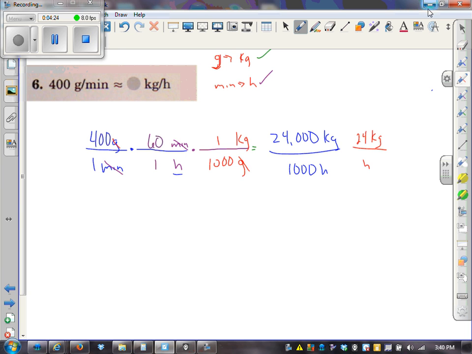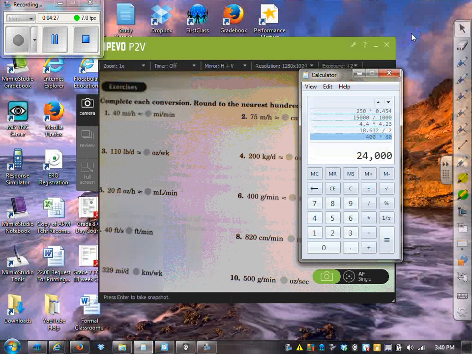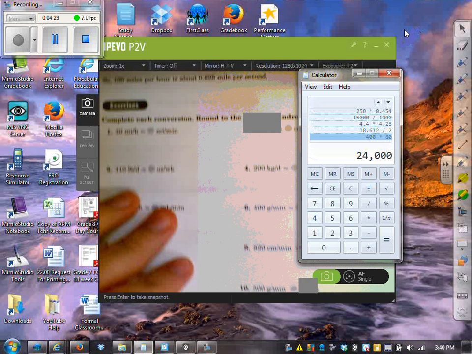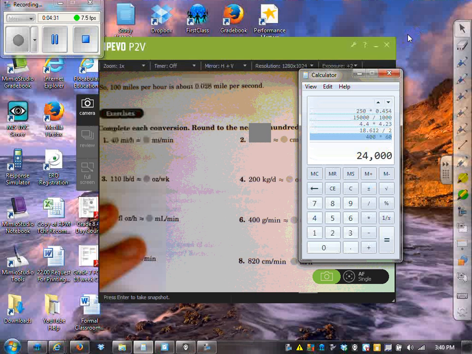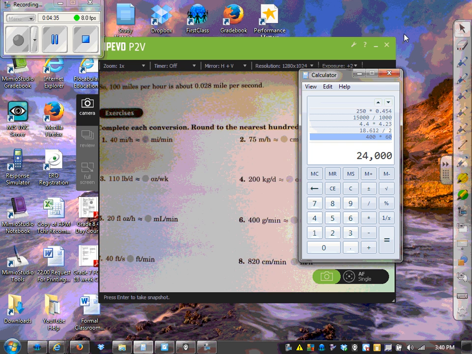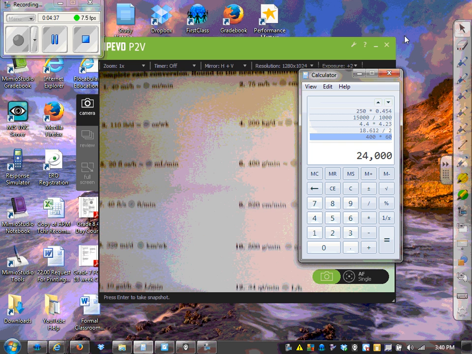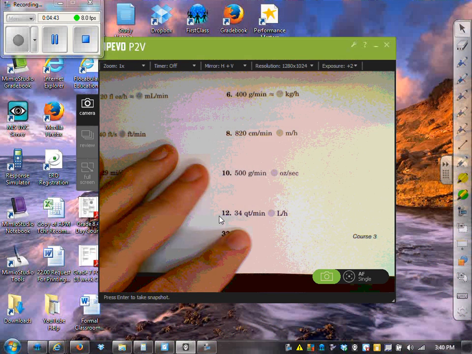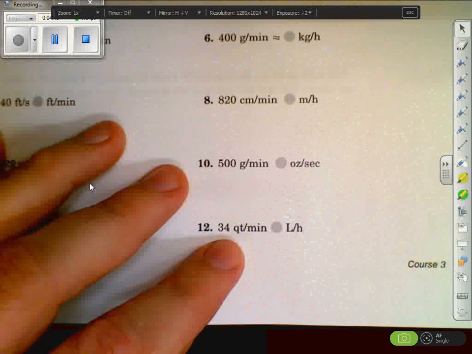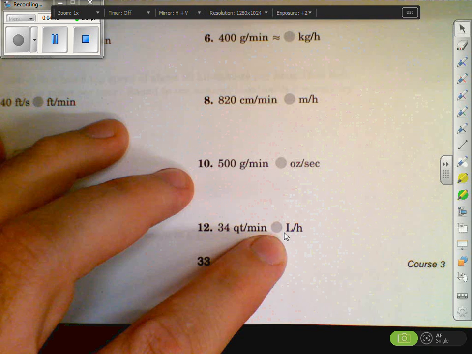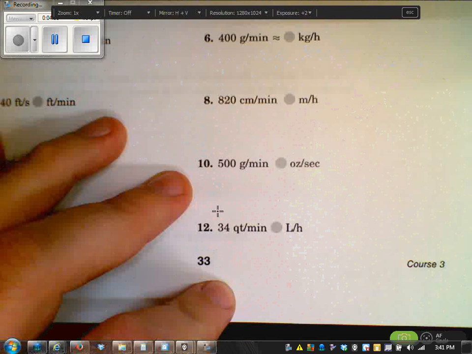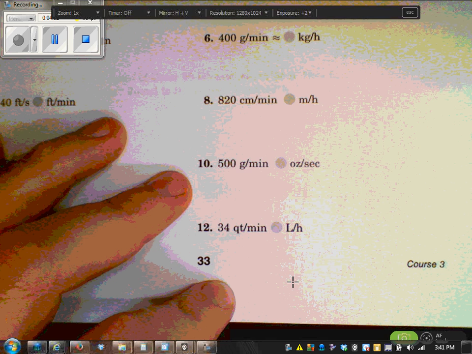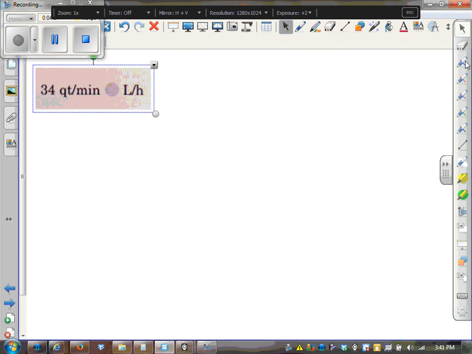Okay, so that was one of those. Let's look at another one that might be a little bit more work. Let's see. We'll do number 12 on page 33. It says 34 quarts per minute. So pull that off there. And the first thing we're going to think is, can I get from quarts to liters? Look at my reference sheet.